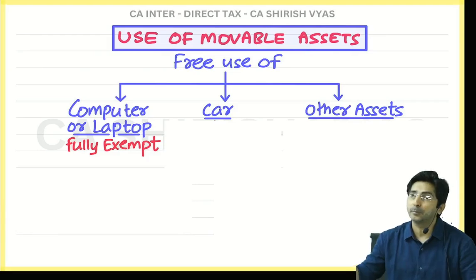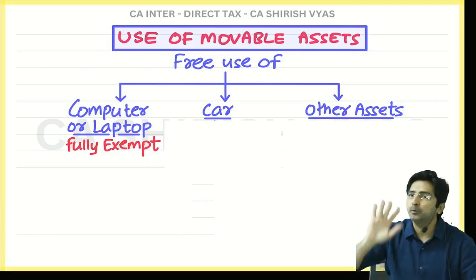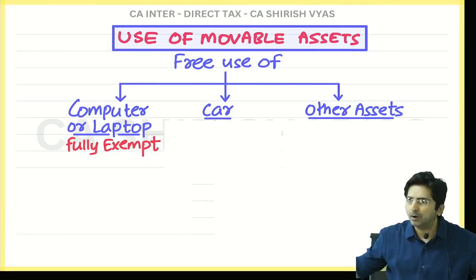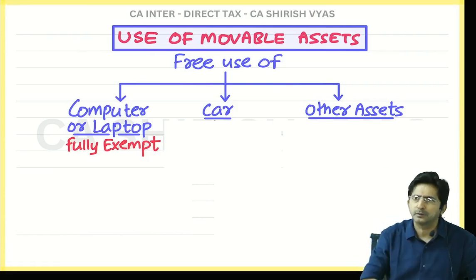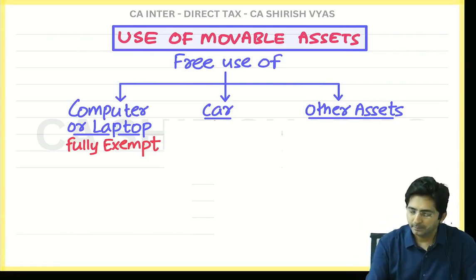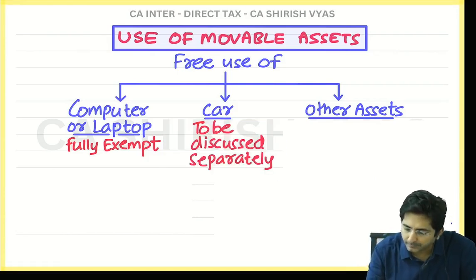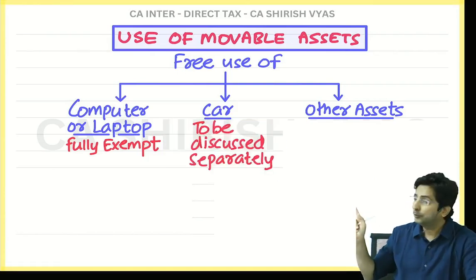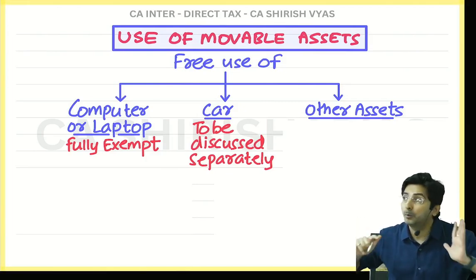It looks like a benefit but actually it's not a benefit. And imagine if the government would tax it. Every employee will say, why tax? We didn't want a laptop. Company is giving it because companies want us to work at home also. Why should we pay tax? That's why the government is not taxing. But car facility, see what I have written. To be discussed separately. It's a big theory.